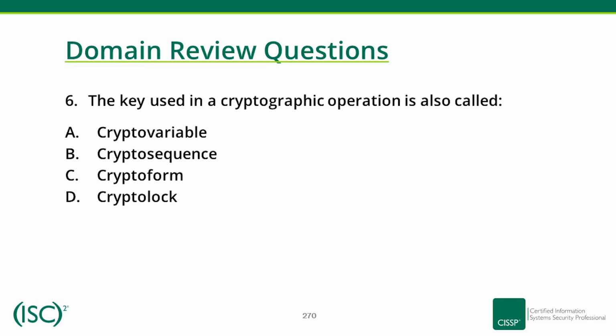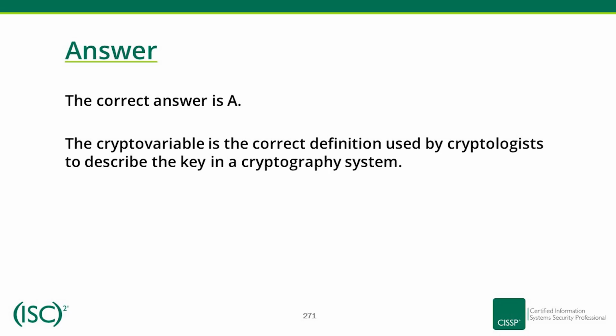6. The key used in a cryptographic operation is also called A. Cryptovariable. B. Cryptosequence. C. Cryptoform. D. Cryptologic. The correct answer is A. The cryptovariable is the correct definition used by cryptologists to describe the key in a cryptography system.